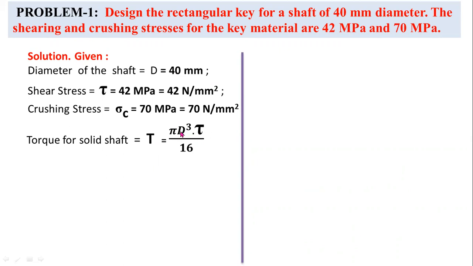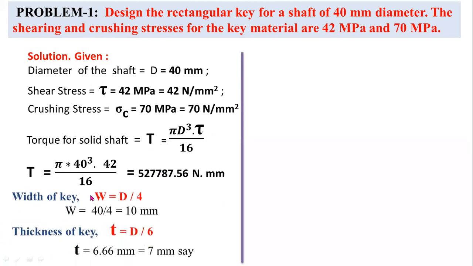Here capital D is the diameter of the shaft, tau is the shear stress induced in the key material or shaft material. Here you have to substitute the value of tau in this equation. You can get the value of torque. Torque T equal to 55,27,787.56 Newton mm.